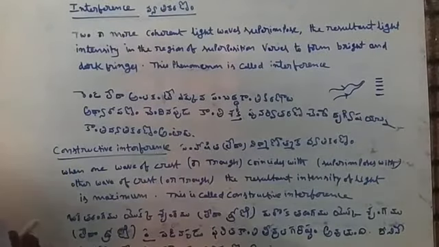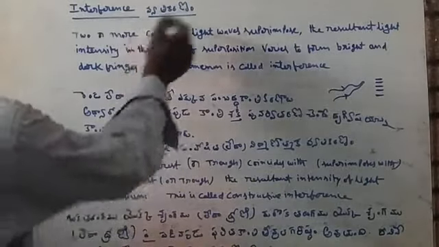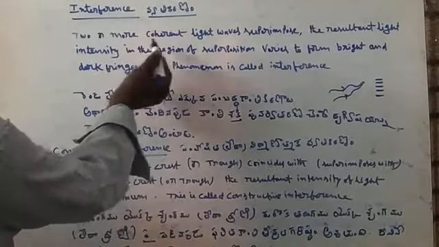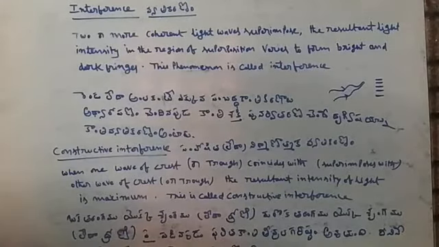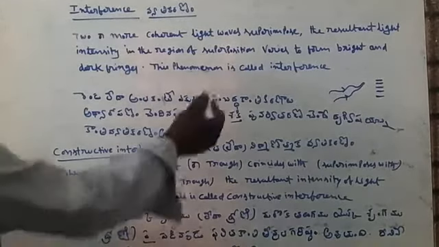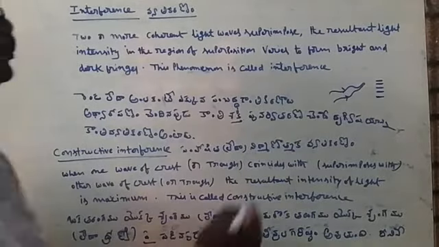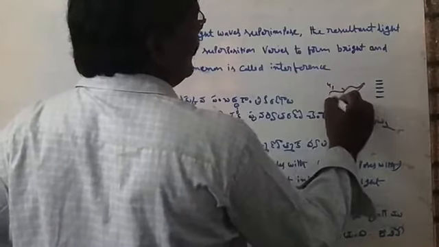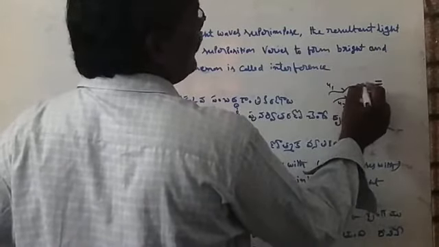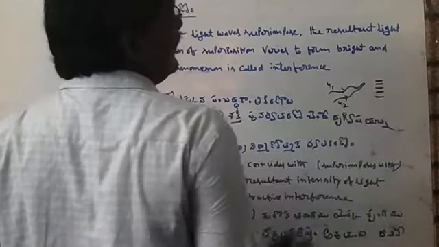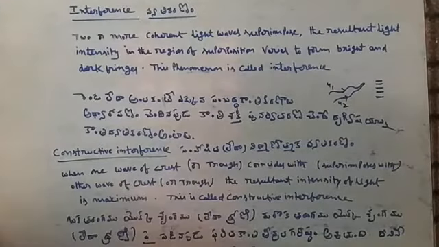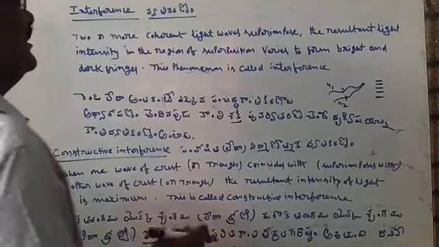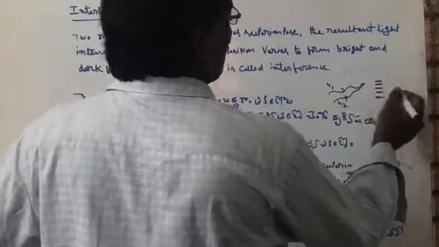Next one, interference, వ్యతికరణము. Two or more coherent light waves superimpose. The resultant light intensity in the region of superposition varies to form bright and dark fringes. This phenomenon is called interference. Suppose Y1 is one light wave and Y2 is the second one. These two light waves are superimposed at a point. The resultant intensity is alternately bright and dark fringes. This phenomenon is called interference.